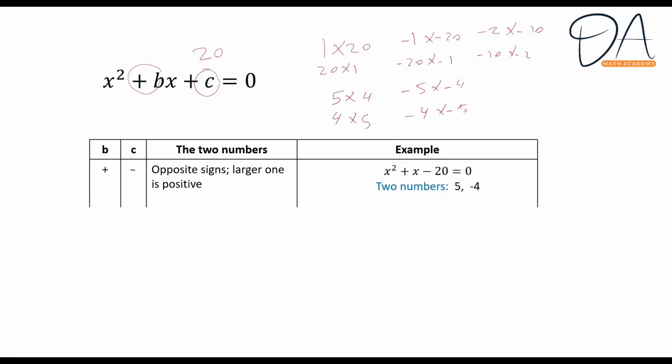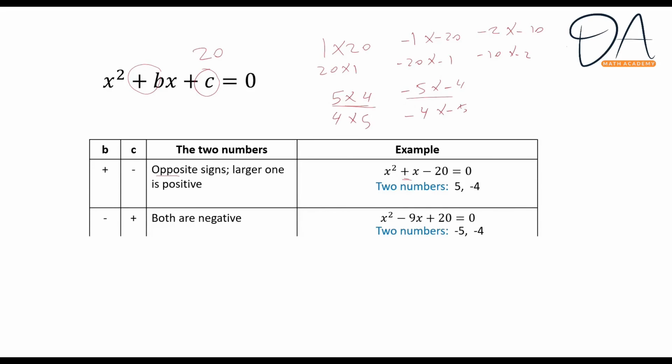Since multiplication is negative, then they have to be opposite. One of them negative and one of them positive. And since the sum is positive, then the larger one should be positive. Here is an example, when we have x squared plus x minus 20. So minus 20, we need to consider just a combination that has opposite signs, but the larger one should be positive, because when we add them, we want to get plus 1.